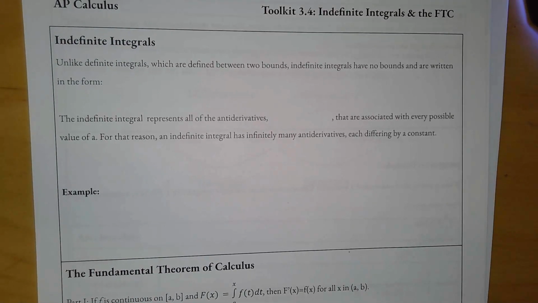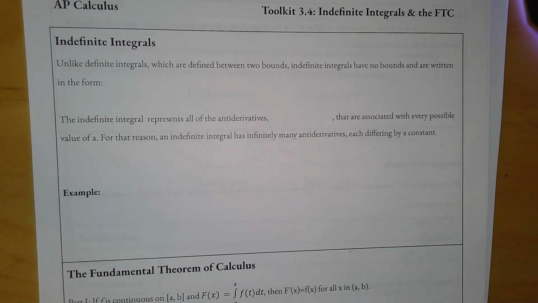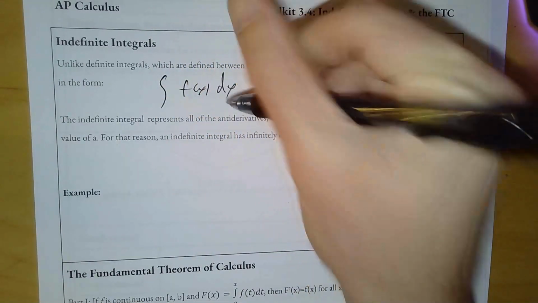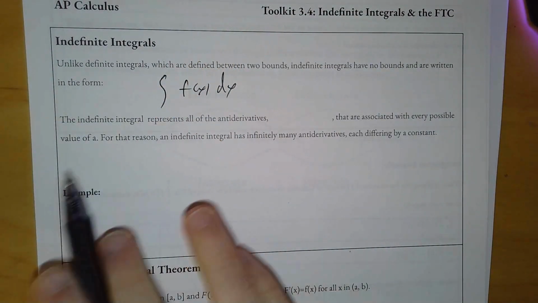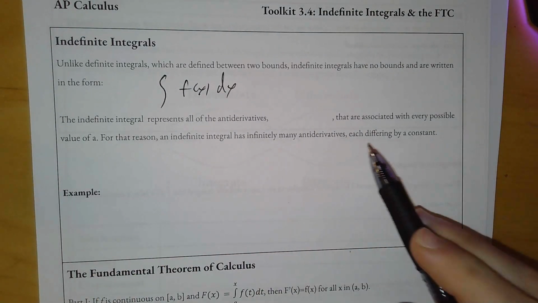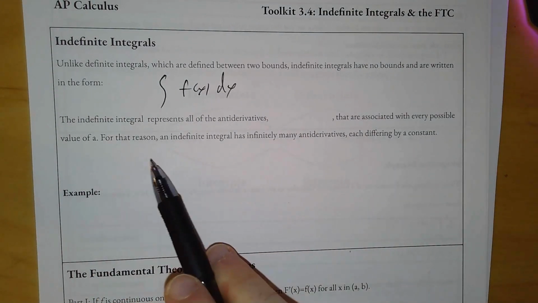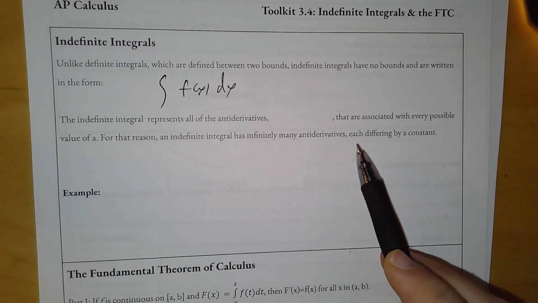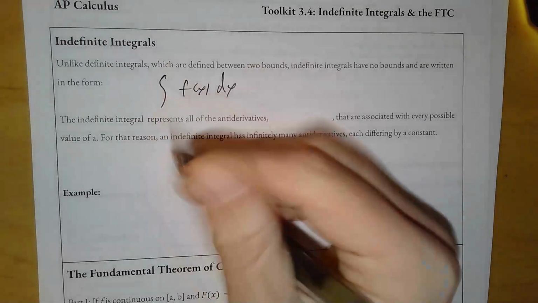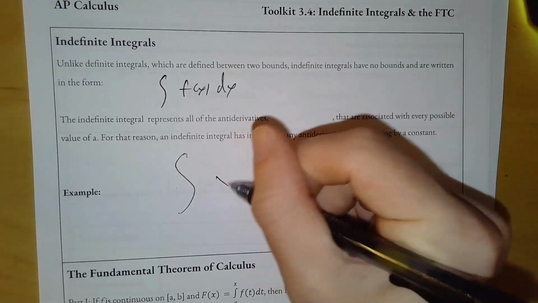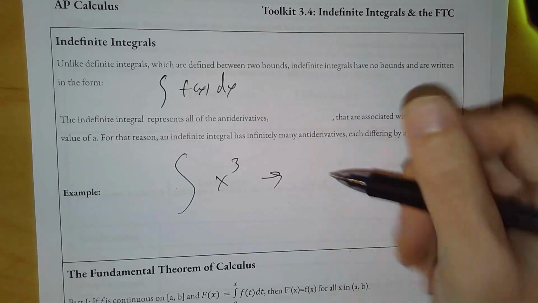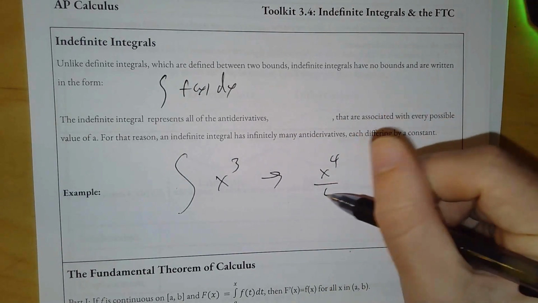Unlike definite integrals, which are defined by two bounds, indefinite integrals have no bounds. They are written in the form integral of just f of x dx, no bounds. The indefinite integral represents all of the antiderivatives that are associated with every possible value for a. For that reason, an indefinite integral has infinitely many antiderivatives, each differing by a constant, right? So, for example, the integral of x cubed would be x to the 4th over 4 plus c. Okay.